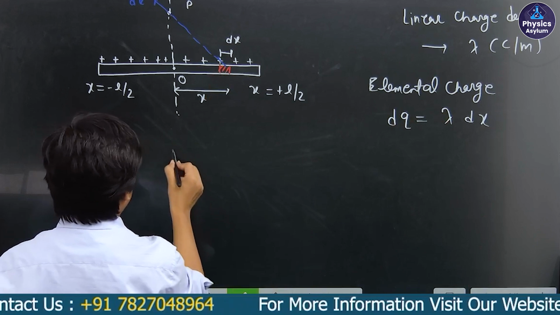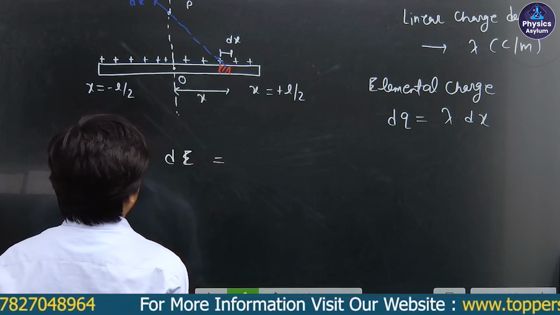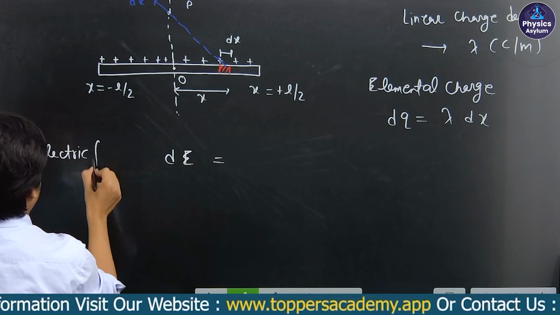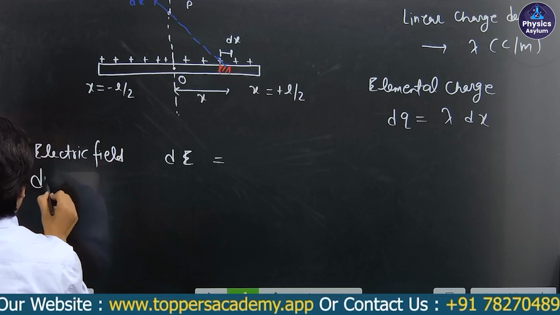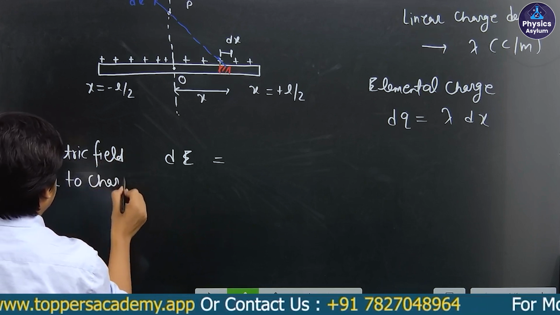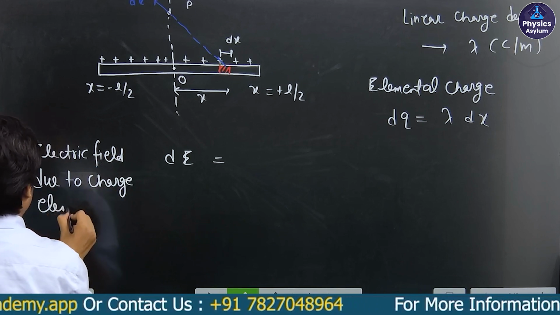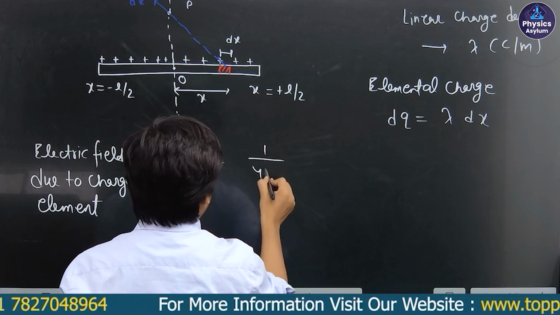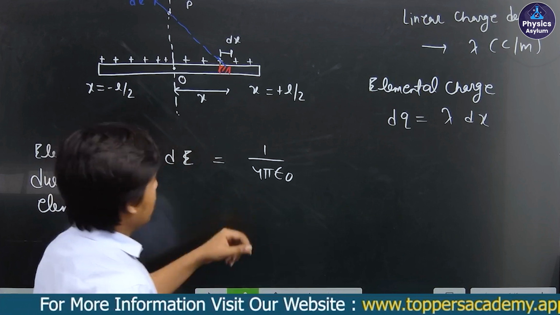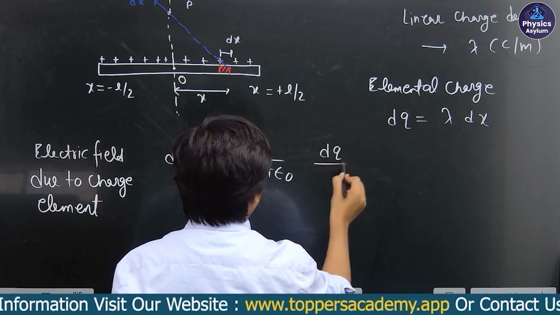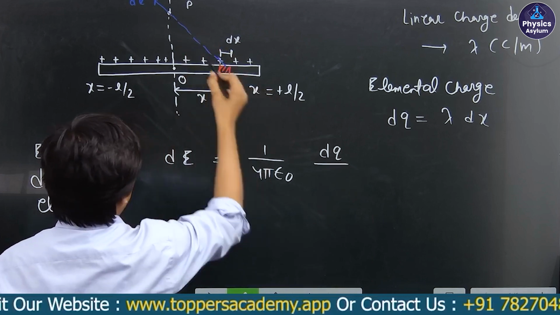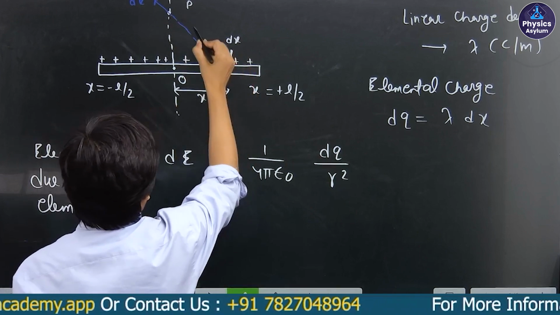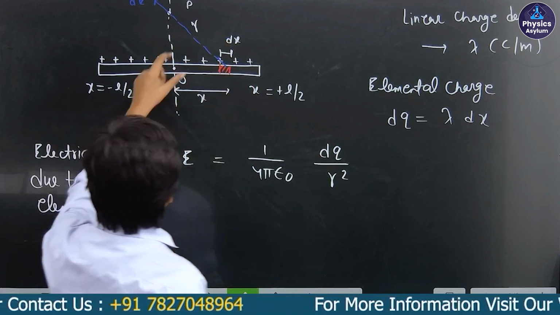Now if I write the expression for the electric field due to the charge element, that will be equal to 1 over 4 pi epsilon naught, dq divided by the square of this length, and let me take this length as r.